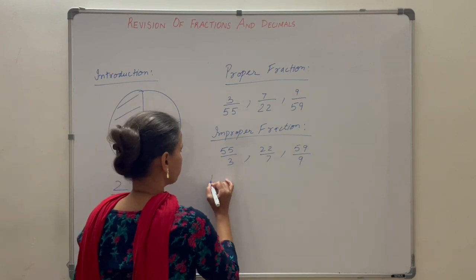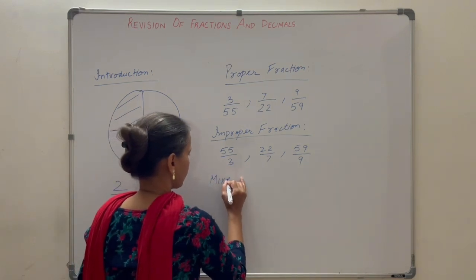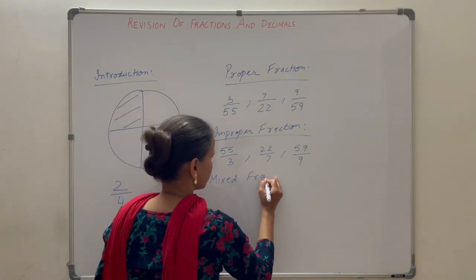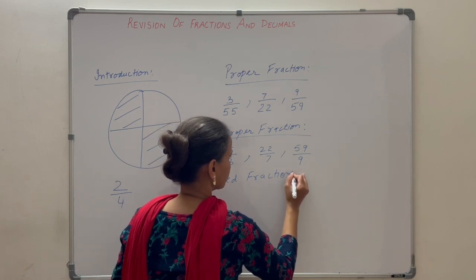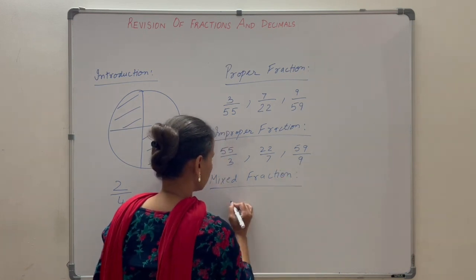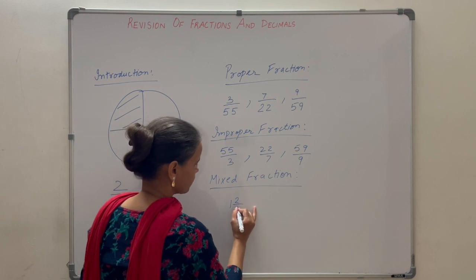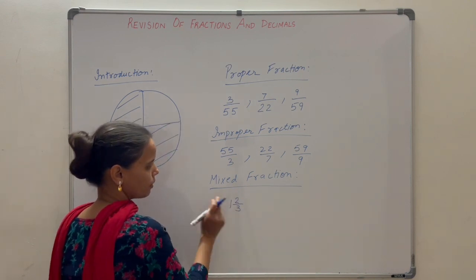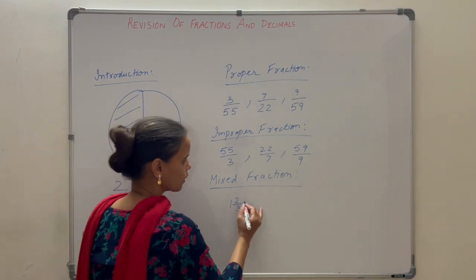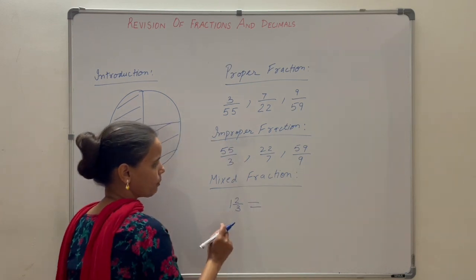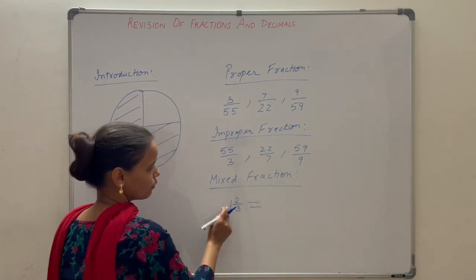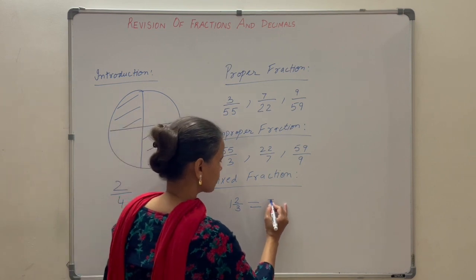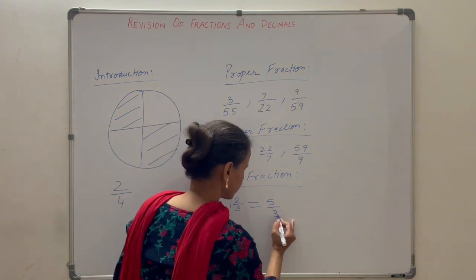Then we have mixed fractions. In a mixed fraction, we have a whole and a proper fraction. Like 1 whole and 2 by 3 is a proper fraction. You can convert a mixed fraction into an improper fraction. So 3 into 1 is 3 plus 2. So this is 5 by 3.